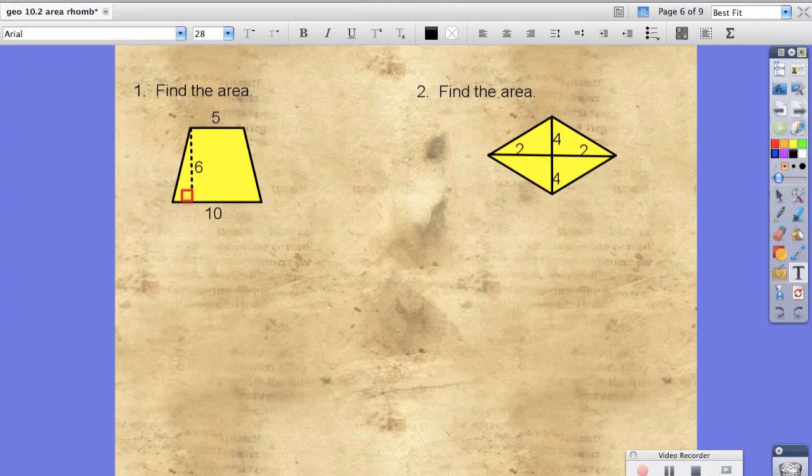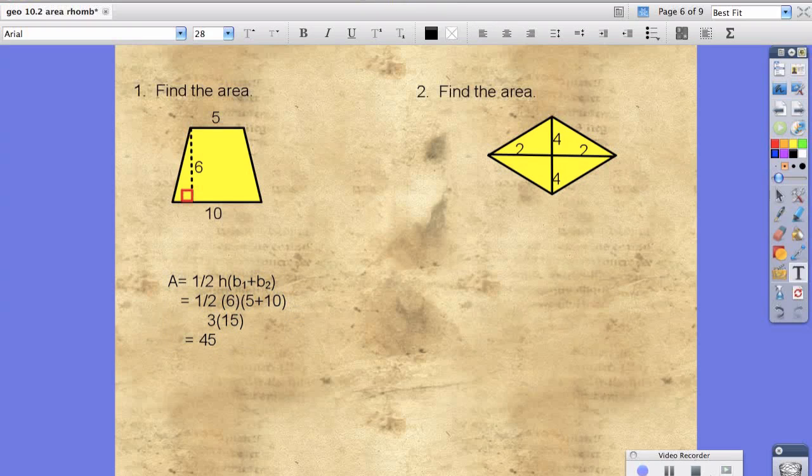So to put that into practice, we're going to find the area of this trapezoid and the area of this kite. So area equals 1/2 the height times base sub 1 plus base sub 2. So 1/2 times 6 times 5 plus 10. So this gives us 3 times 15. The area of this trapezoid is 45.